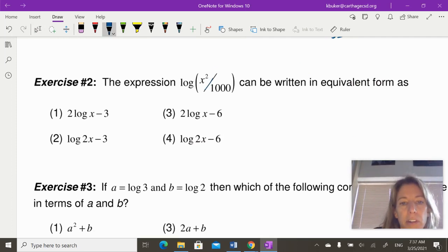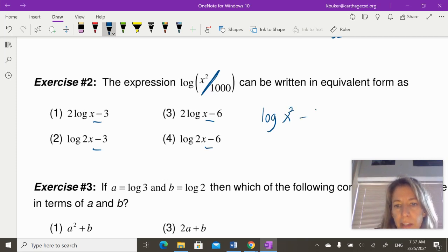Okay, we have the division. So that's going to turn into subtraction. Again, you can look and see there's subtraction involved in all the answers, so that's kind of a clue. This is a common log, so the base is implied to be 10. And it's the log of the numerator minus that same log base of the denominator.